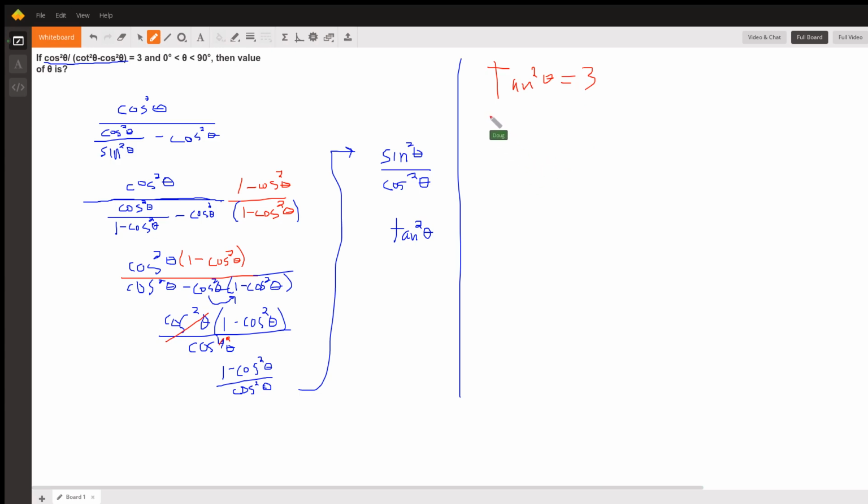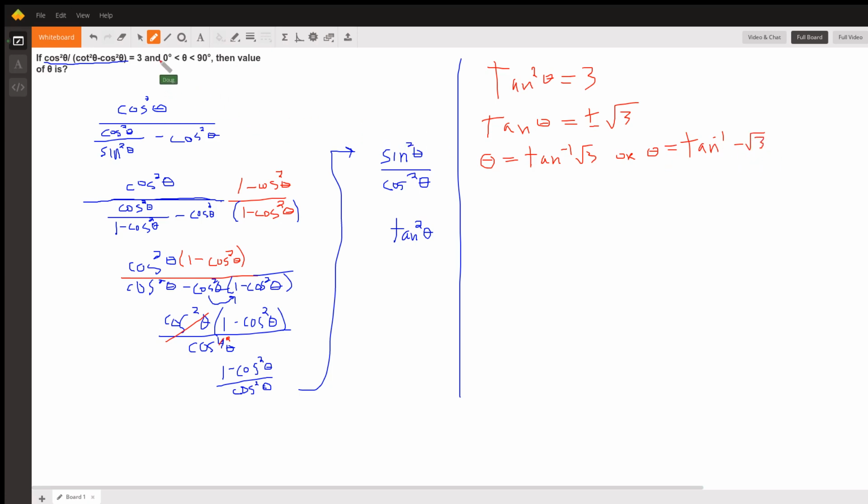Well, I can take the square root of both sides. So the tangent of theta equals plus or minus the square root of 3. So theta equals the inverse tangent of plus square root of 3, or theta equals the inverse tangent of minus the square root of 3.